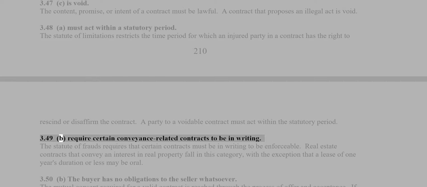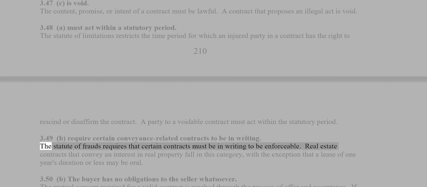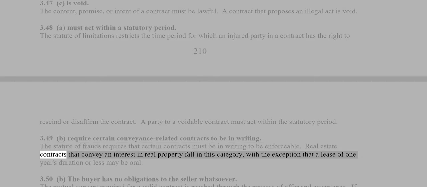3.49 b. Require certain conveyance-related contracts to be in writing. The Statute of Frauds requires that certain contracts must be in writing to be enforceable. Real estate contracts that convey an interest in real property fall in this category, with the exception that a lease of 1 year's duration or less may be oral.